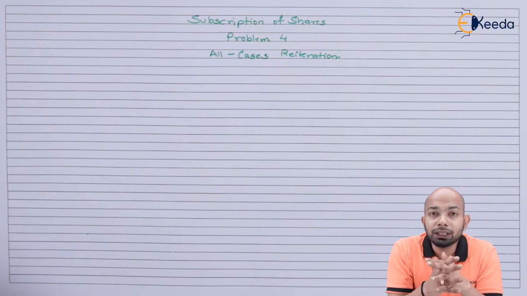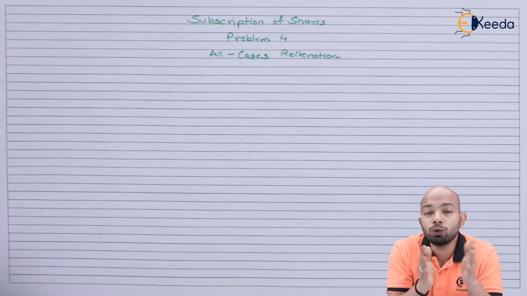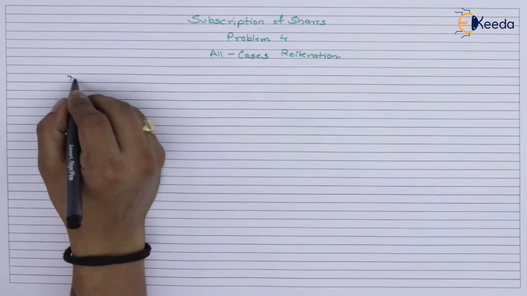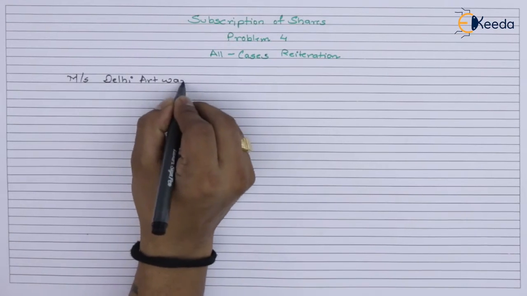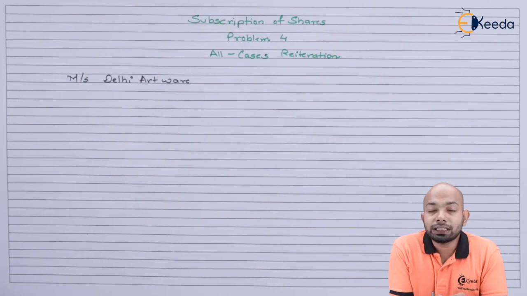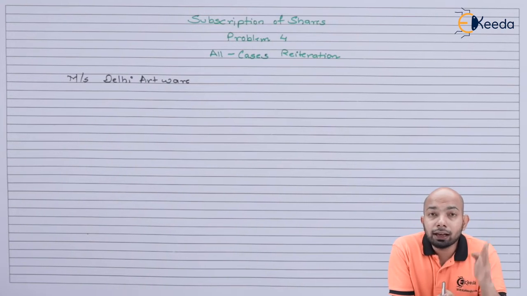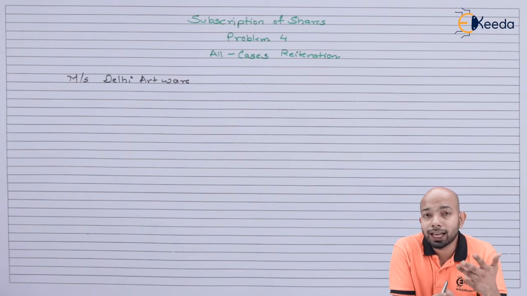So let's start with the illustration and figure out what exactly we have in this illustration and how we tackle such problems using the journal entries here. This case study is about Delhi Artware. Delhi Artware has issued a certain number of shares, and the application, allotment, first and final call amounts have been mentioned regarding each share value.